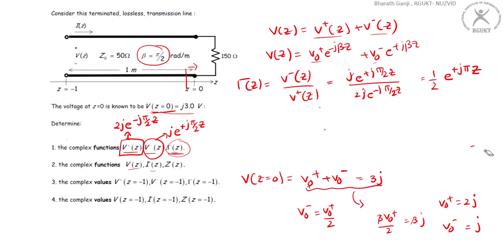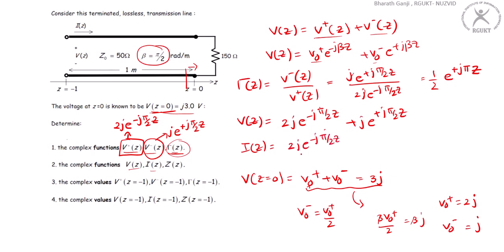So let us write those expressions. V of z is nothing but 2j times e power minus j pi by 2 times z, plus j times e power plus j pi by 2 times z. If this is the voltage, what about the current? The current expression: you need to divide the forward wave by z naught, so it is 2j e power minus j pi by 2 of z divided by z naught, which is 50, and for the backward wave you divide it by minus 50, so you get j e power plus j pi by 2 times z. So these are the equations for voltage and currents.